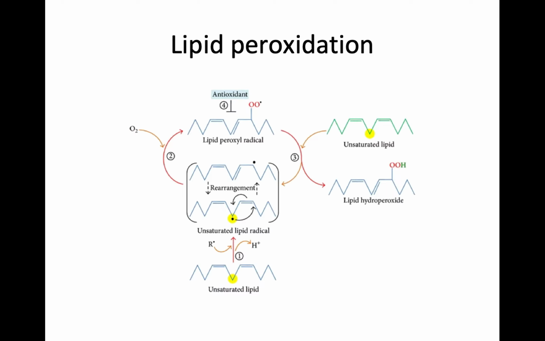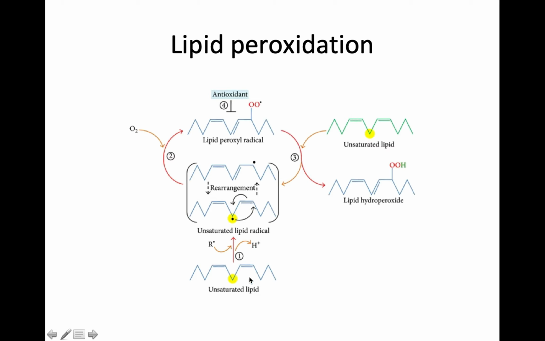Apart from this, in the production of reactive oxygen species, these reactive oxygen species affect the cell membrane. They are involved in the formation of lipid peroxides in the cell membrane, and ultimately this affects the integrity of the cell membrane. So how does this take place?